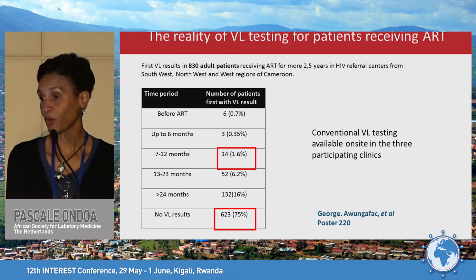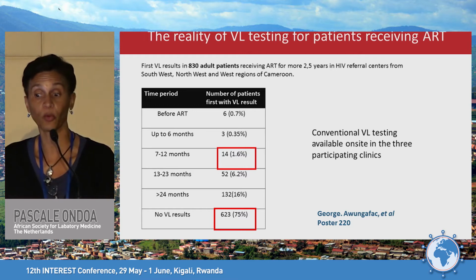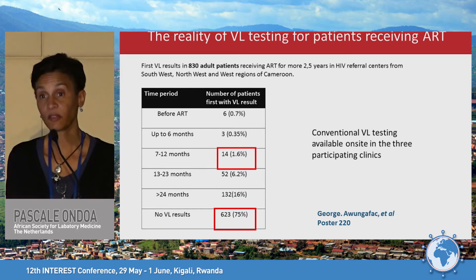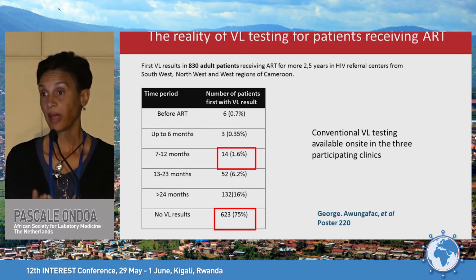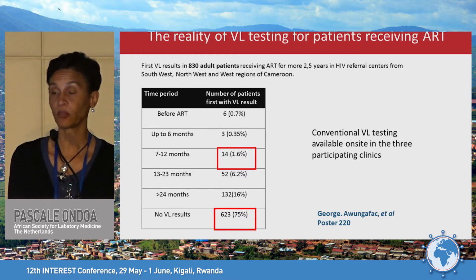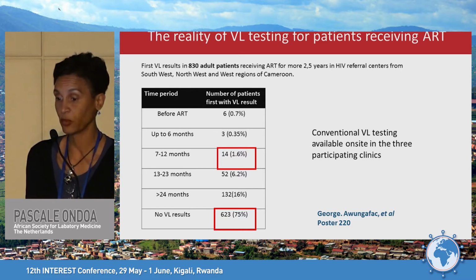And he has tried to understand when was the delay for those patients to receive their first viral load. And the results are really very dramatic when you see that 75% of those patients, after more than 2 years in treatment, never receive a first viral load result. And it's even more dramatic when we understand that in all those clinics, there is on-site availability of viral load testing. So please see the poster of this young scientist.